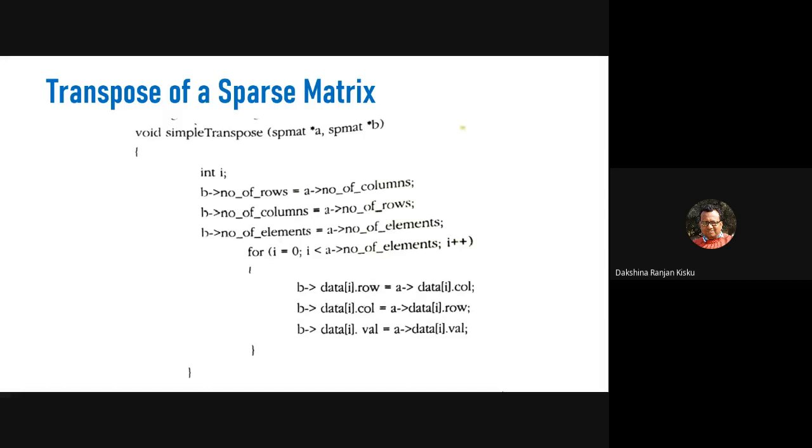So we just change the row and the column, and the value is assigned to the specified position. We obtain this specified position in terms of the row number and the column number, which specify the corresponding entries in the resultant matrix. So this is the simple function definition for the transpose of a sparse matrix.